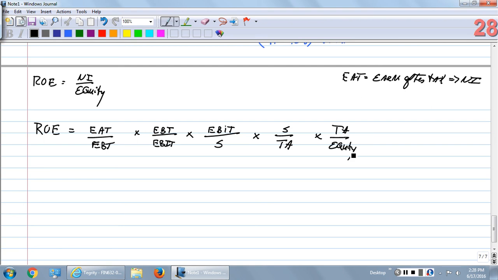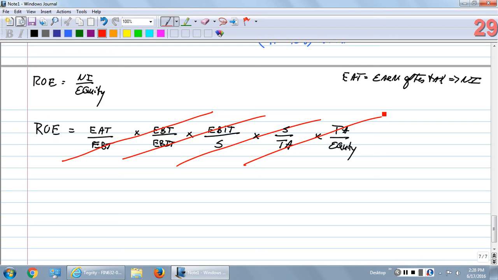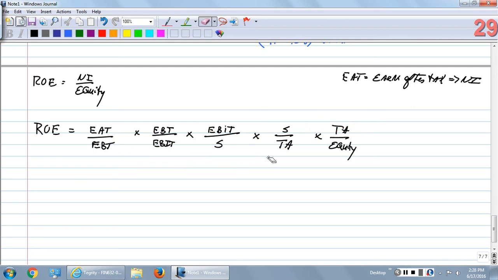All right. Well, I know you remember this, but as we're multiplying these ratios, if you'll notice, that's going to cancel, and those are going to cancel, and that's going to cancel, and that's going to cancel. So we're going to be left with earnings after taxes over equity, which is net income over equity. Okay? So clearly this is not a shortcut to arriving at our return on equity. Rather, what we're doing is we're taking a ratio, ROE, and we're breaking it down into all these different components.